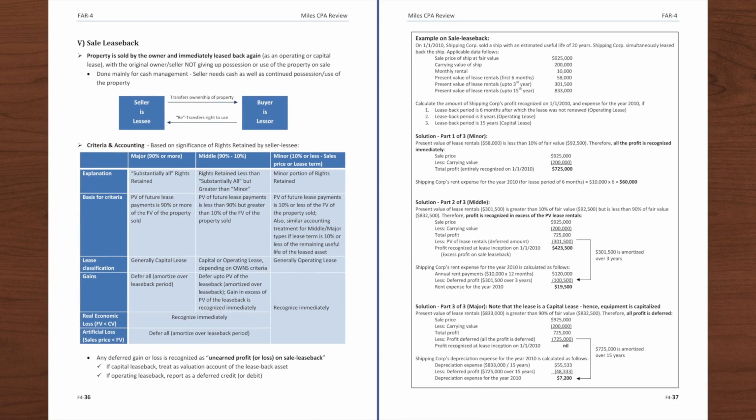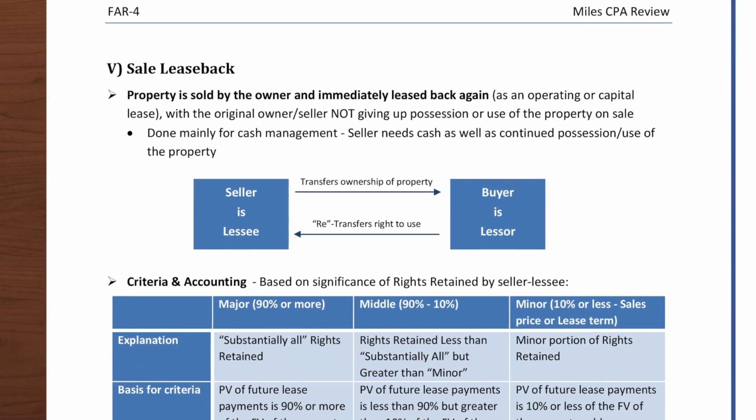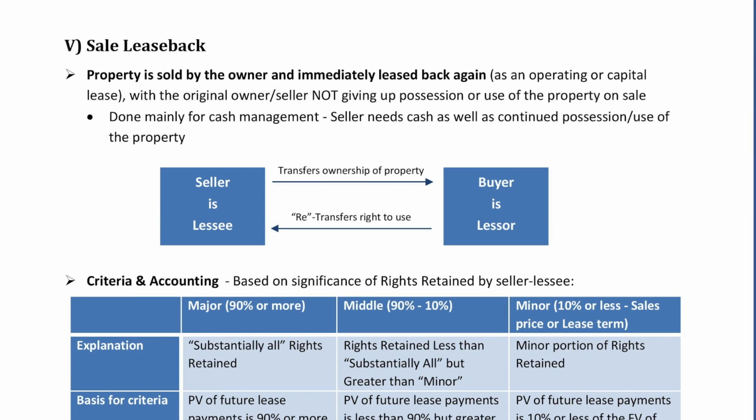On page 36, we're looking at sale leaseback, where property is sold by the owner and immediately leased back, such that the original owner or seller does not give up possession or use of the property on the sale. So we know that the seller in a sale leaseback is the lessee, the buyer is the lessor. So the seller, highlight, transfers ownership of property, and then the buyer lessor, highlight, retransfers the right to use. So you have a sale and a lease. This is, right, two separate and distinct transactions.